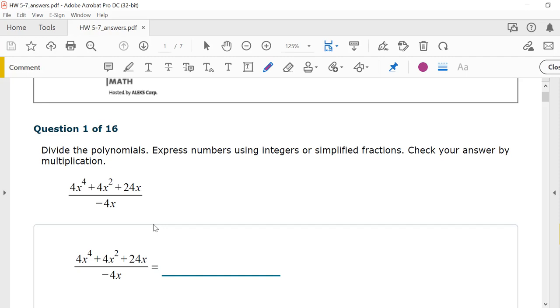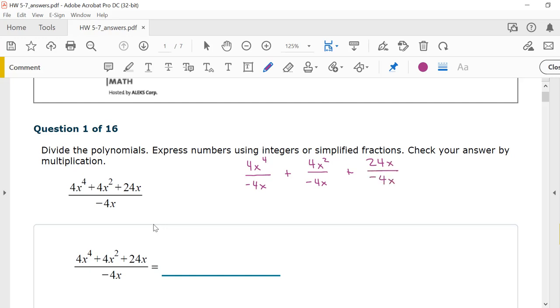All right, I want you to pay attention down here in the denominator. Down here in the denominator, there's a monomial, only one term. When you see that, you need to divide each of these terms by that monomial. I'm going to rewrite it and write it as 4x to the fourth over negative 4x plus 4x squared over negative 4x plus 24x over negative 4x.